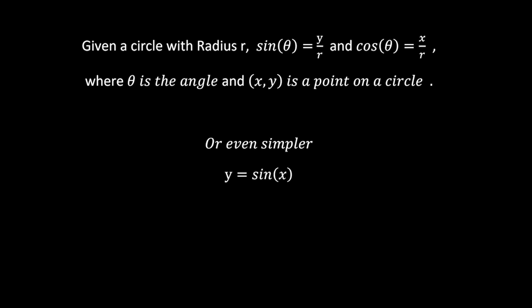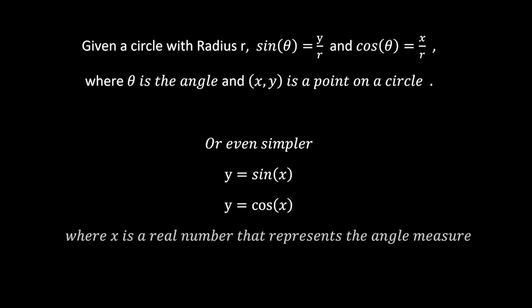So sine can be represented by y equals sine of x, and cosine can be represented by y equals cosine of x, where x is a real number that represents the angle measure, and y represents their output. But for this video and for future videos, we will be using the general form of these two trig functions. Now they might seem a lot more complicated, however, they make graphing these trig functions a lot easier.